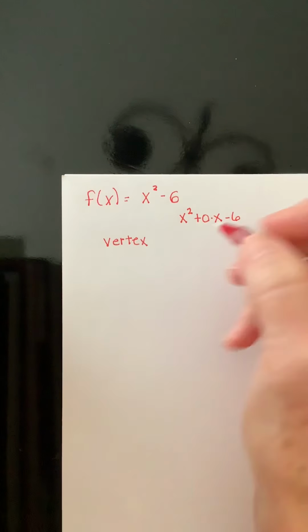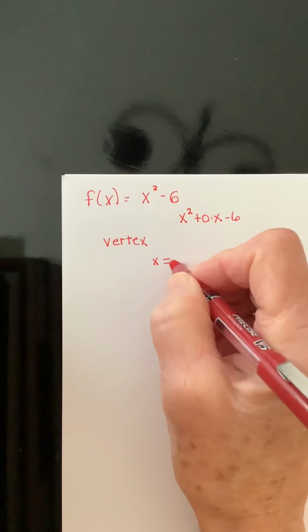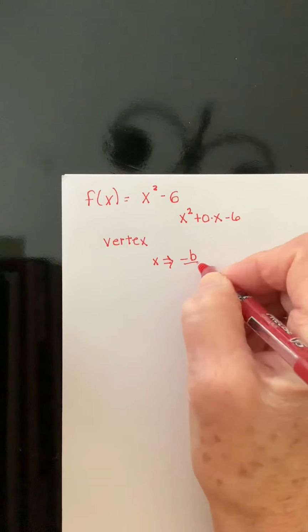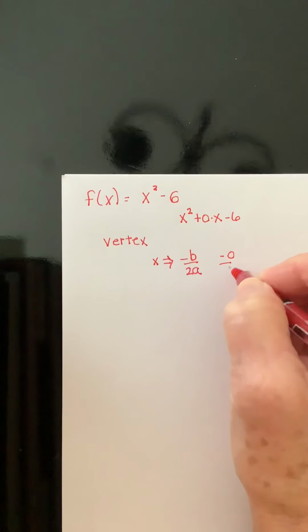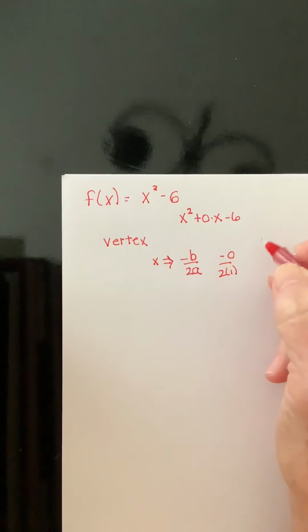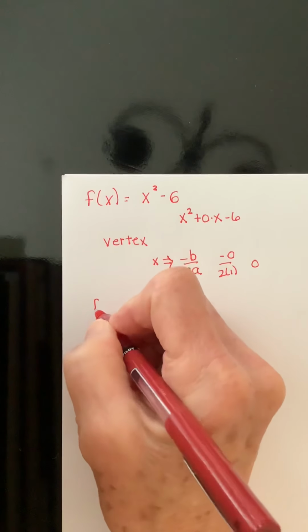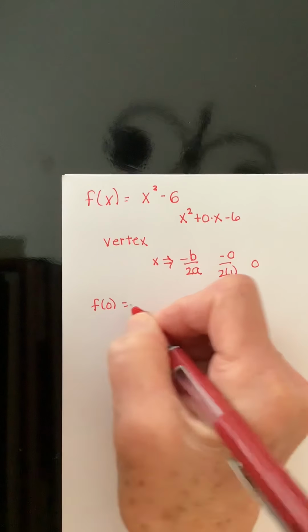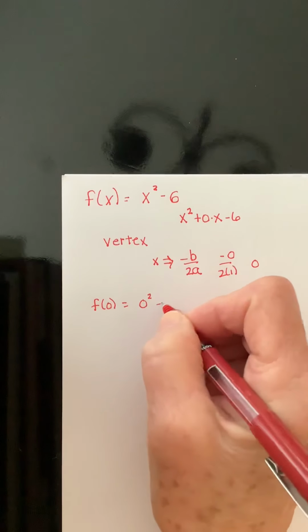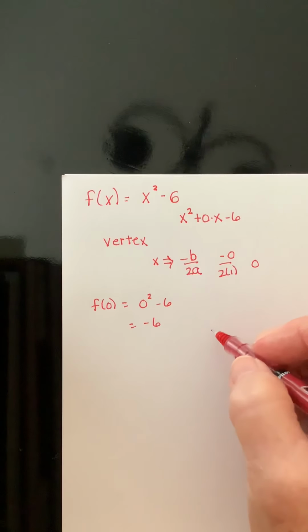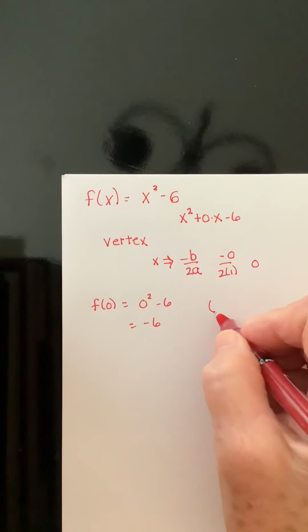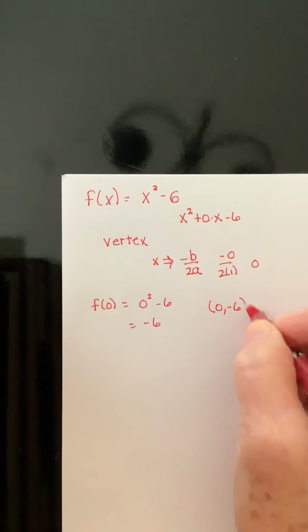So to get the x value of our vertex, remember it's going to be the opposite of b over 2a. So the opposite of b is the opposite of 0 over 2 times 1. 0 divided by anything is 0. Okay, so 0 is our x value for the vertex. To find the y value, we're going to do f at 0. That's equal to 0 squared minus 6, which is negative 6. Okay, so our vertex is the point 0, negative 6.